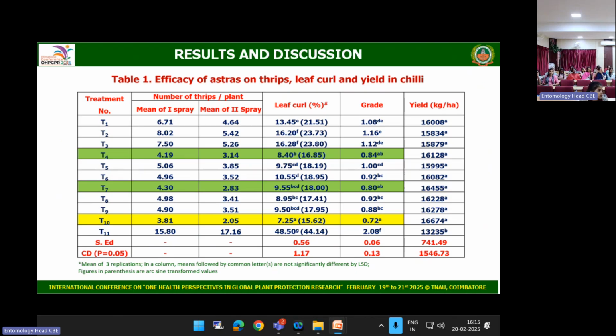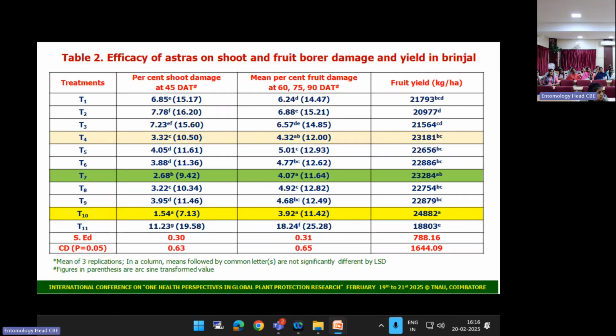I'll go to the results. So this is the table. It's a pooled mean of 2-year data conducted during 2023 and 24. This is the efficacy of these astras on thrips and leaf curl caused by thrips as well as mites, and yield. So T10 is the azadirachtin, T7 is Agni Astra 1, and T4 is the Brahmastra 1. I'll come to the results directly.